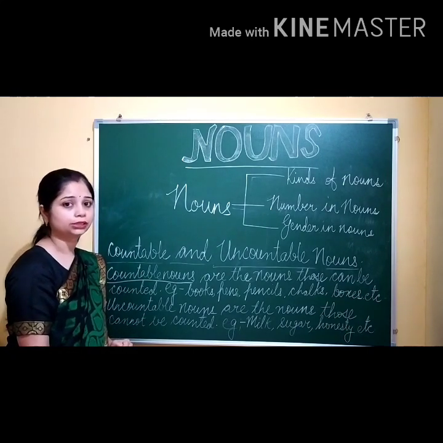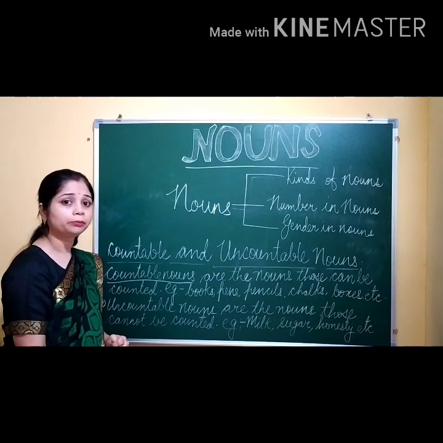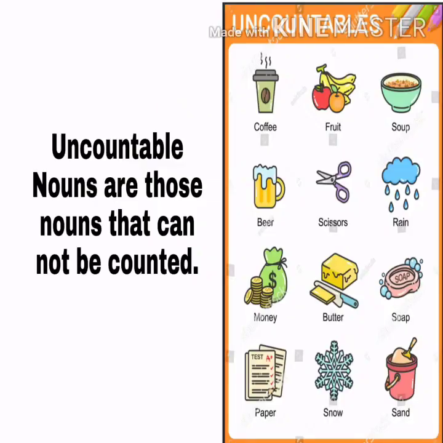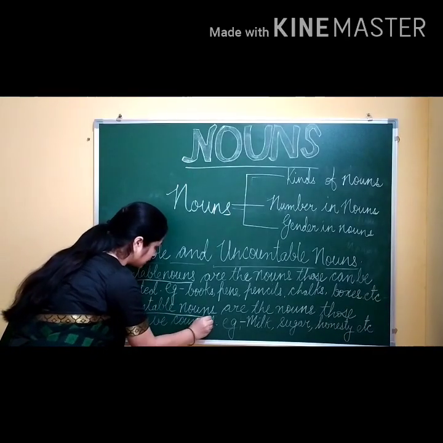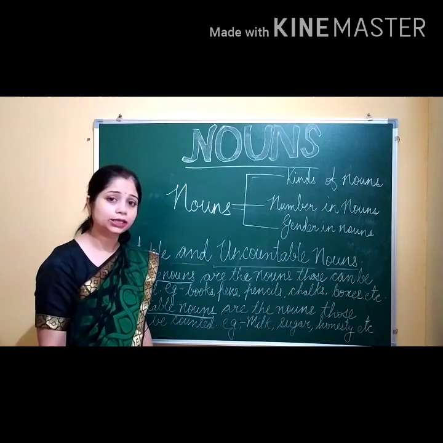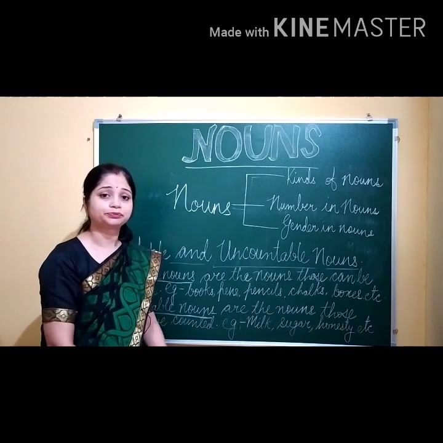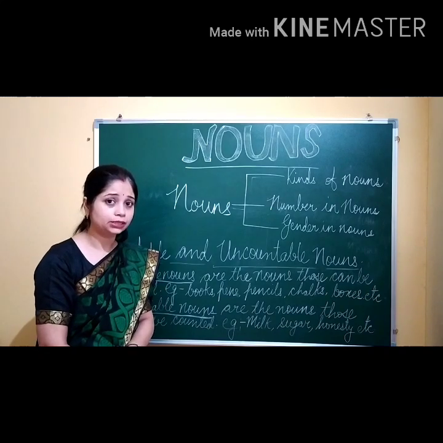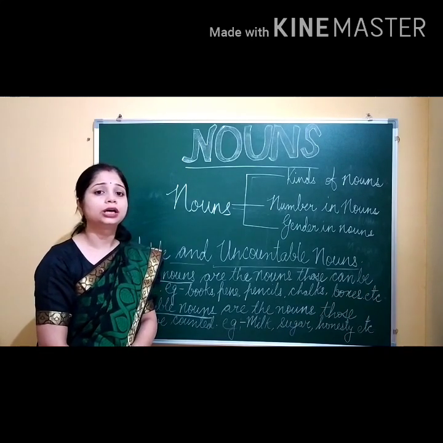These can be counted easily. Like apple, apples, one apple, many apples. These can be counted. 1 apple, 2 apples, 3 apples. Now, the other one is uncountable nouns. Uncountable nouns are the nouns that cannot be counted. For example, milk, sugar, honesty, etc. Have you heard of saying 1 sugar, 2 sugar, 1 happiness, 2 happiness? We cannot count uncountable nouns.